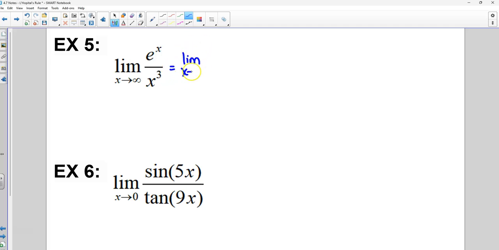Limit as x approaches infinity. What's the derivative of e to the x? E to the x. What's the derivative of the denominator? 3x squared. That still gives me infinity over infinity. I could do it again. Limit as x approaches infinity, e to the x remains e to the x. It is its own derivative. But here I get 6x. Still I would get infinity over infinity, right?